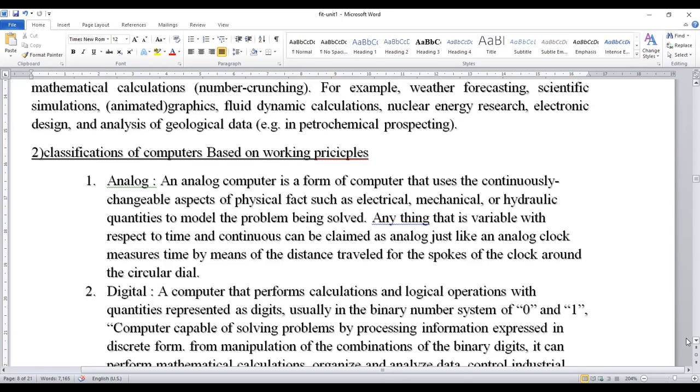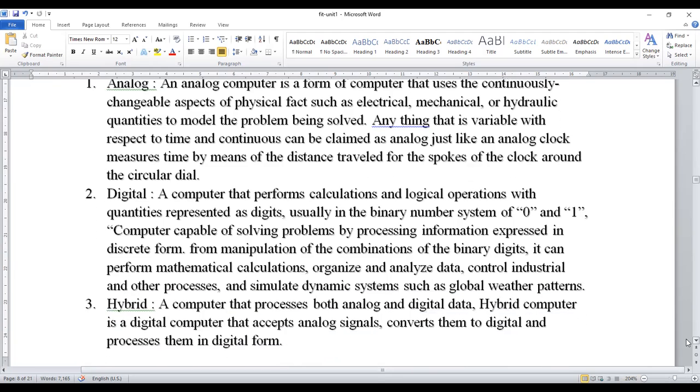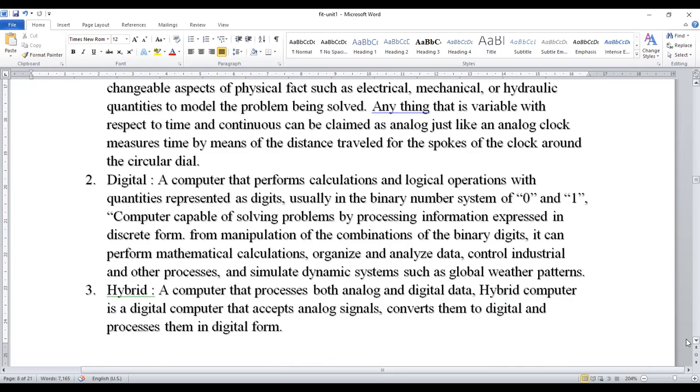Digital: a computer that performs calculations and logical operations with quantities represented as digits, usually in the binary number system of zeros and ones. Computers capable of solving problems by processing information expressed in discrete form. From manipulation of combinations of binary digits, it can perform mathematical calculations, organize and analyze data, control industrial and other processes, and simulate dynamic systems such as global weather patterns. All these things will require a digital computer.